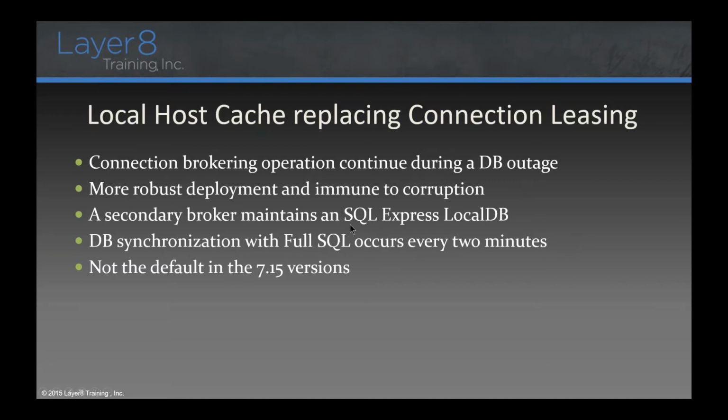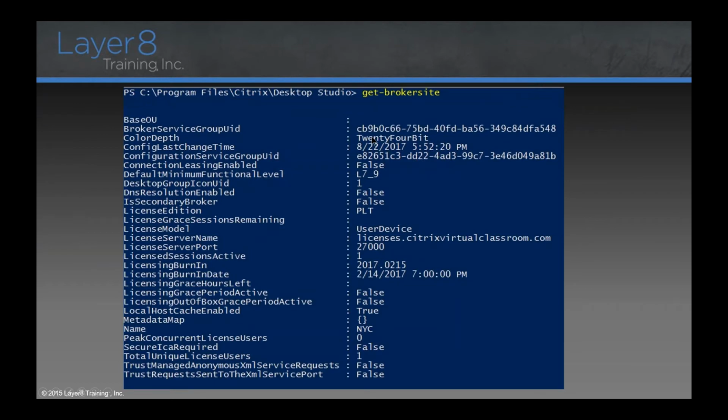With the localhost cache, we changed the way that the high availability is provided on your delivery controllers. It's more robust, it's immune to corruption than the earlier versions of the localhost cache because it's not the same thing. With the current version of the localhost cache, the delivery controllers will maintain a secondary broker function or service on the system and a SQL Server Express local database that will be populated from the primary database on your system. And the system will check every 2 minutes and ensure that they are in synchronization with each other.